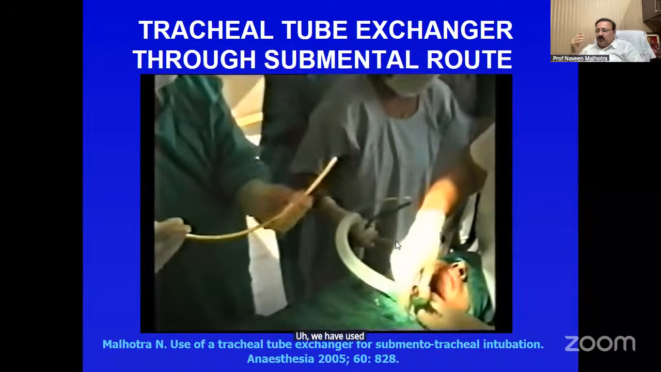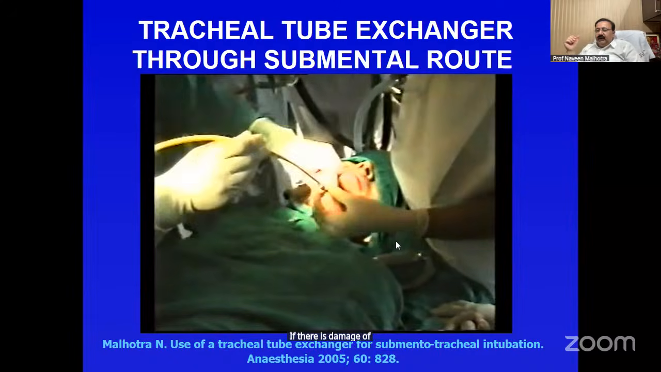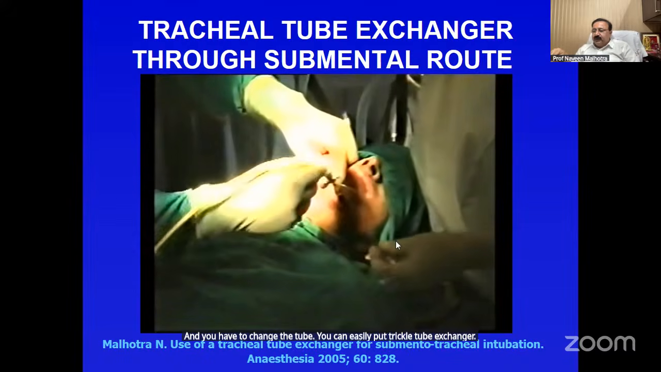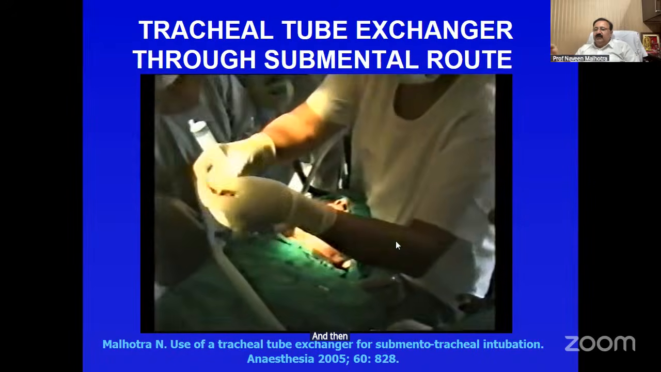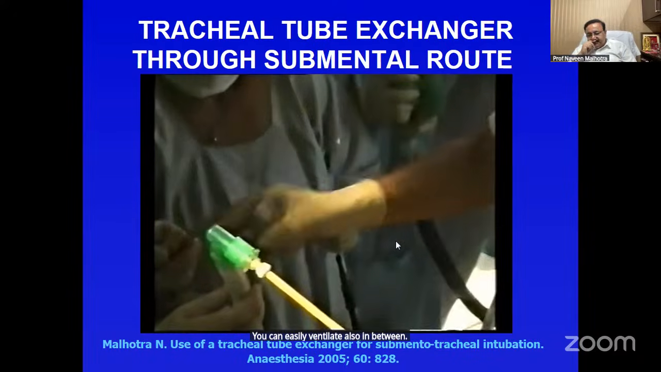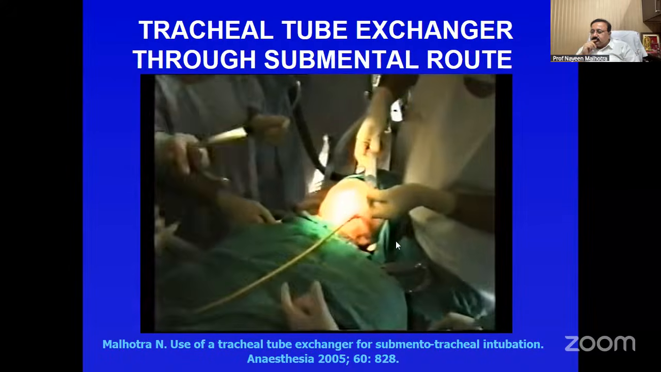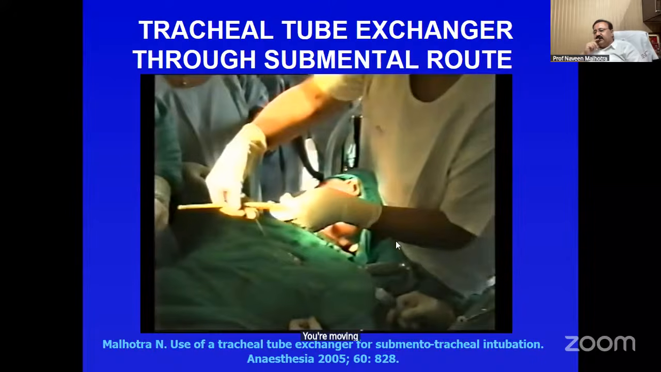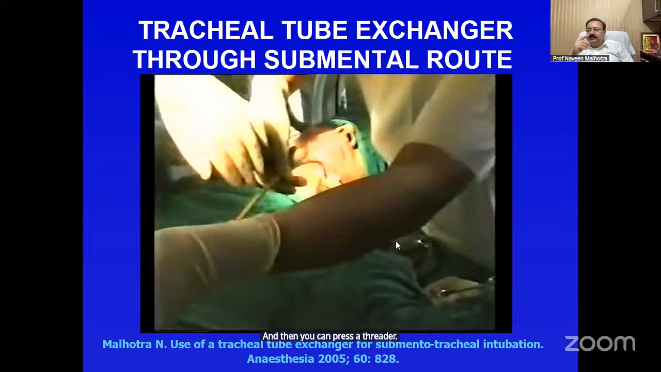We have used a tracheal tube exchanger also. This was published in Anesthesia in 2005. If there is damage to the submentotracheal tube and you have to change the tube, you can easily put in a tracheal tube exchanger, remove the tube which you want to change, and then thread a fresh tube over the tracheal tube exchanger. You can easily ventilate in between.